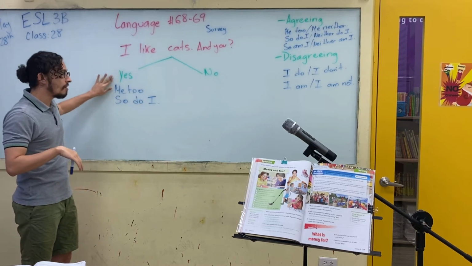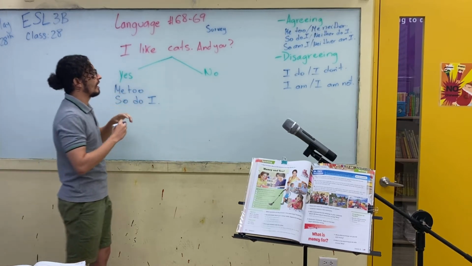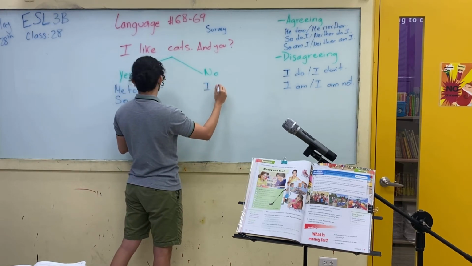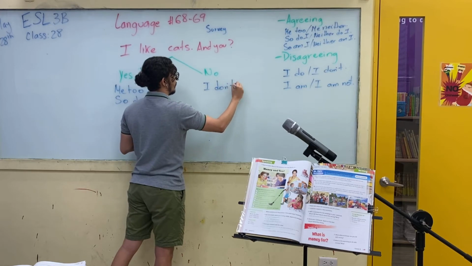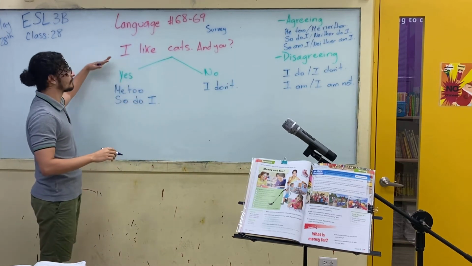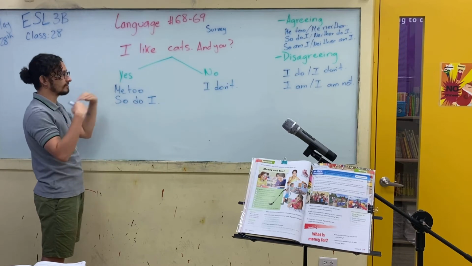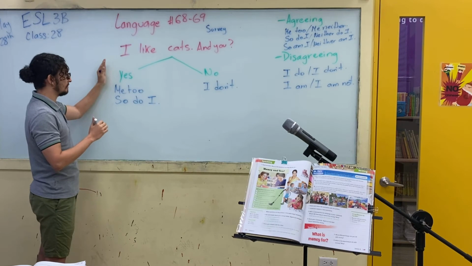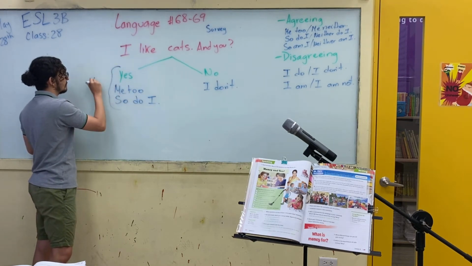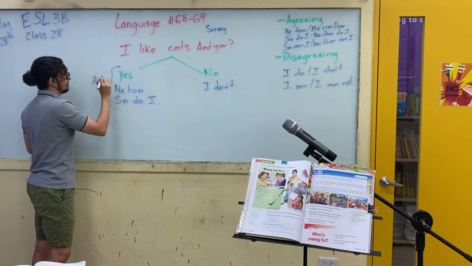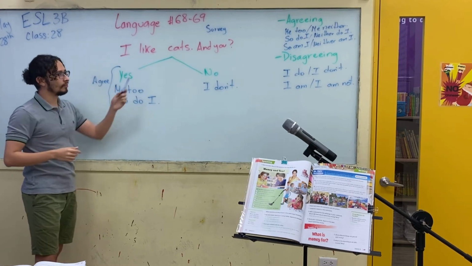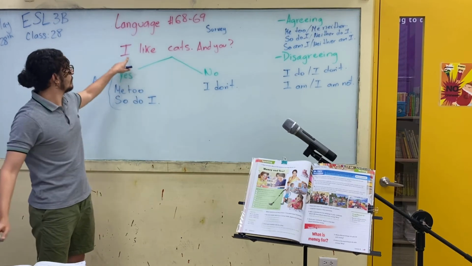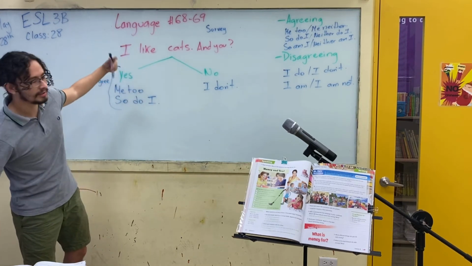So if you want to say no, what you can say is, oh, I don't, or just I don't. It's okay. But if you want to agree, this is to agree. It means we are doing the same thing. We both like cats. So if you want to agree, you can use these ones to agree. And you can also use so am I, depending on what the person is saying.